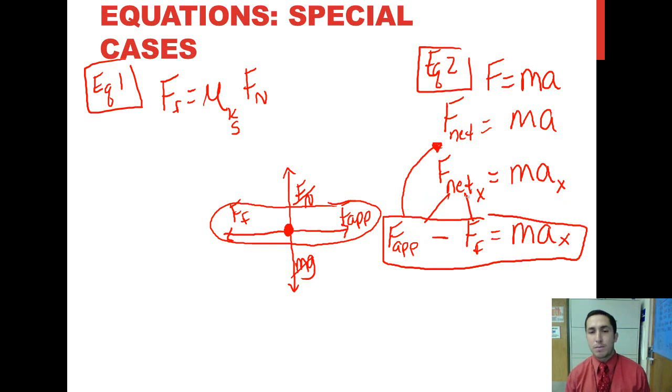So the net force in the x direction, well, there are two x forces. We listed both of the x forces, and since the friction force was going in the opposite way as the force applied, we are going to write subtract.